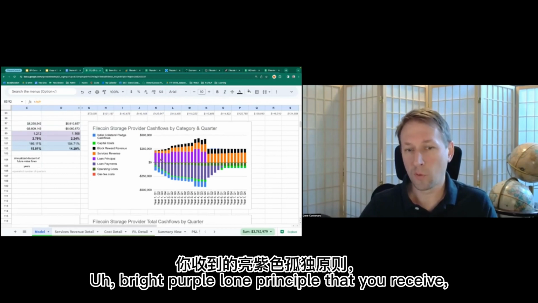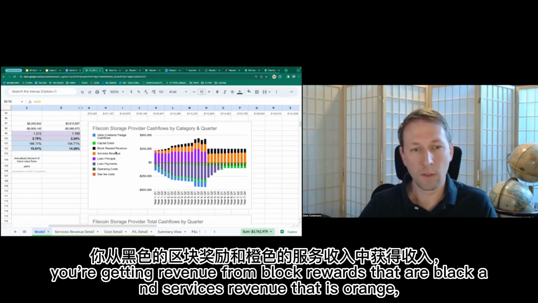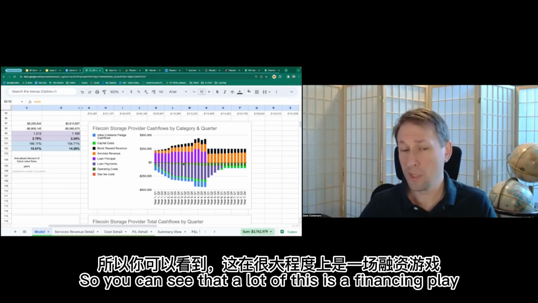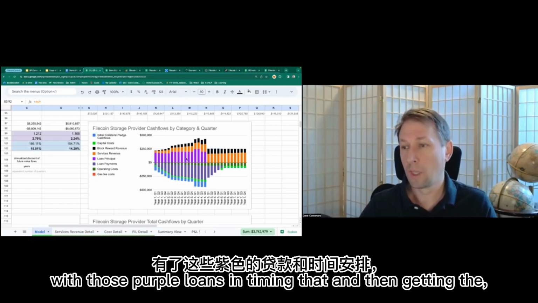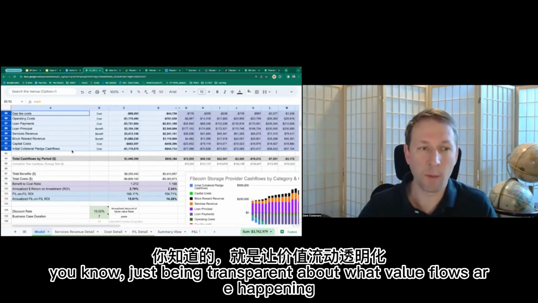bright purple loan principal that you receive, and then you're paying off those loans in the dark purple on the cost side. You're getting revenue from block rewards that are black and services revenue that are orange, and you're paying blue collateral. So you can see a lot of this is a financing play with those purple loans and timing that, and then getting the, just being transparent about what value flows are happening.